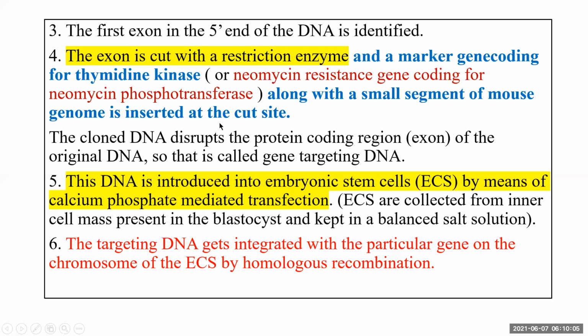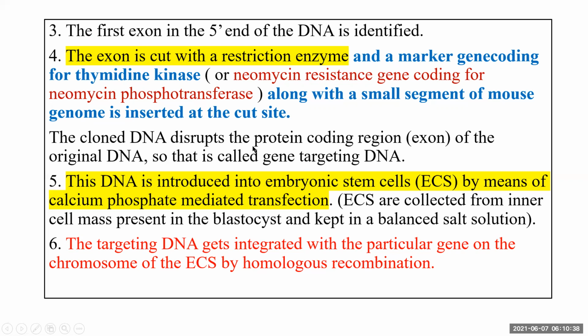Right, so you cut it, and at the cut site, what do you do? You add a marker gene for thymidine kinase, and a small segment of mouse genome is inserted in that place. You insert mouse genome only, but the gene is non-functional. Now this cloned DNA which you have put at the cut exon site disrupts the protein coding region exon of the original DNA. That is called gene targeting DNA, or targeted DNA.